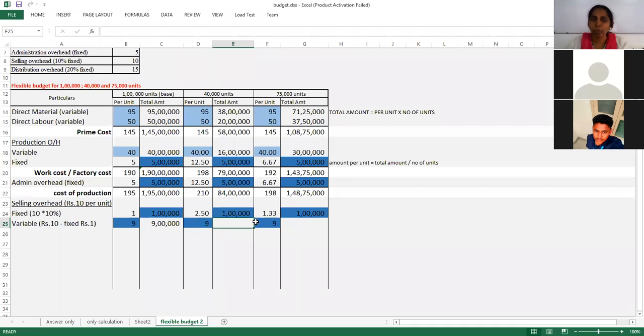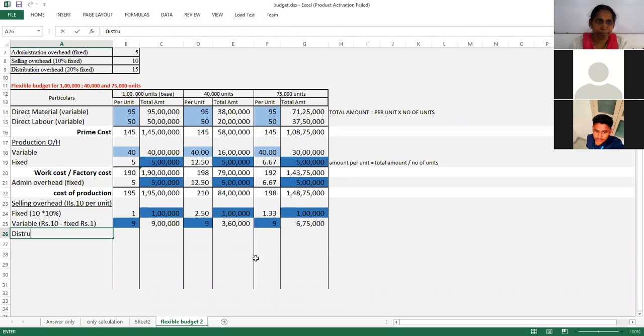Now you are going to calculate what is the total amount. So total amount is how much? Equal to 9 rupees is a per unit multiplied by number of units, 40,000 units. And here 9 rupees multiplied by number of units, 75,000 units. That's it.